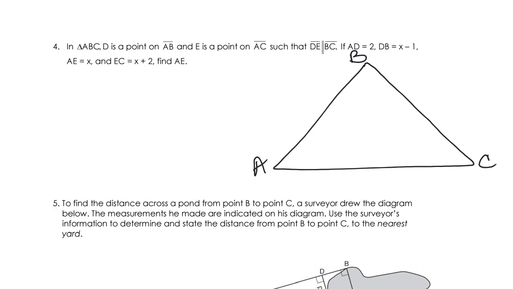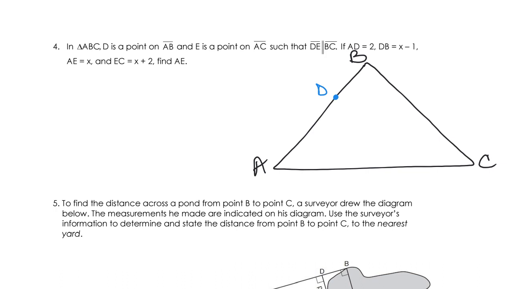I'm not quite sure where to put it, but they didn't say it's a midpoint, so I'm going to go ahead and put it a little higher so I don't jinx myself or think that I have something that I don't. All right, so D is a point on AB, and then it says E is a point on AC, such that when I connect them, DE will be parallel to BC.